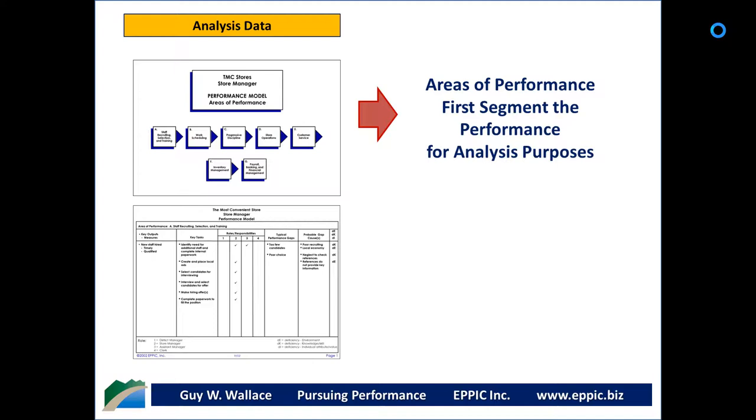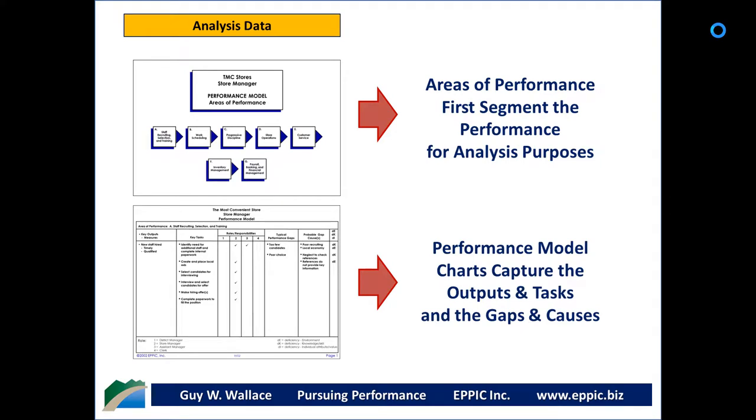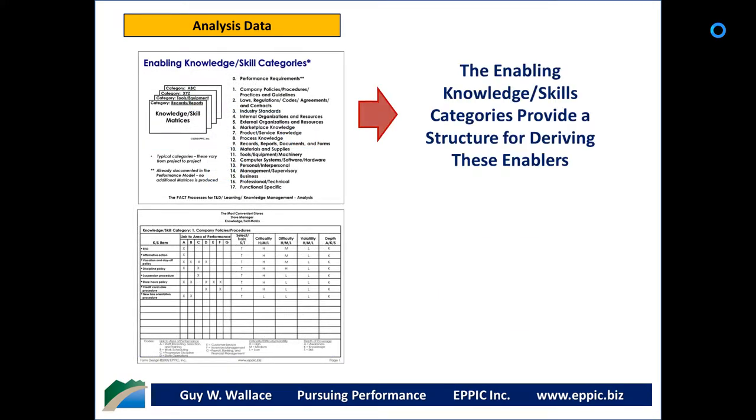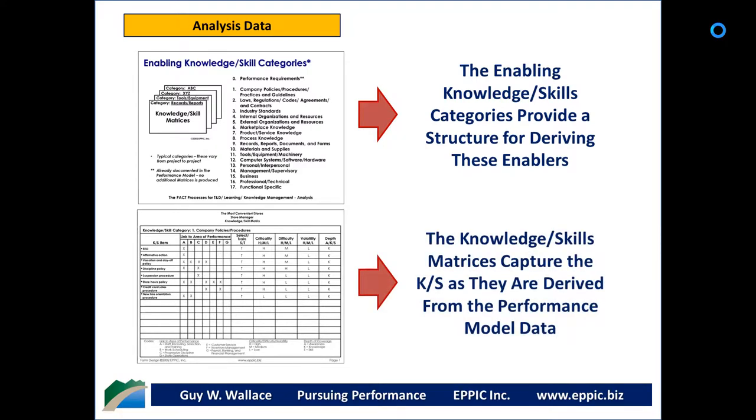The areas of performance segment performance for analysis purposes. The performance model chart captures the outputs and tasks, roles, responsibilities, and the gaps and their causes. The enabling knowledge and skill categories, of which I sometimes use up to 17 in any one project, provide a structure for systematically deriving these enablers using the performance model as the benchmark. The knowledge and skill matrices capture these knowledge and skills as they are derived.